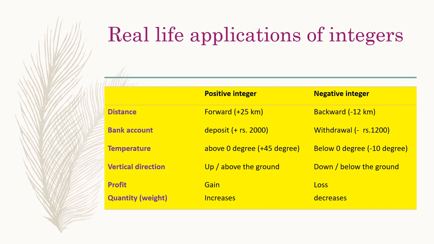Similarly, if we go up or above the ground in vertical direction, then we use a positive integer. If we go down or below the ground, then we use a negative integer. In the same way, if we have gain, then we denote it as a positive integer, and if we had loss, then we write it as a negative integer. If we are measuring quantity, for example weight, if it increases, then we use a positive integer. If it decreases, then we use a negative integer.